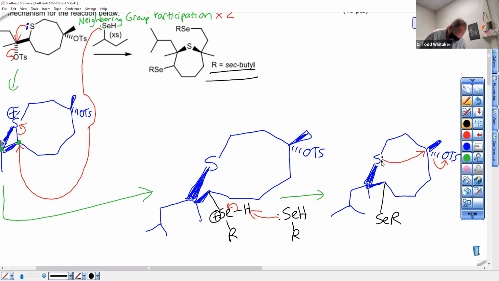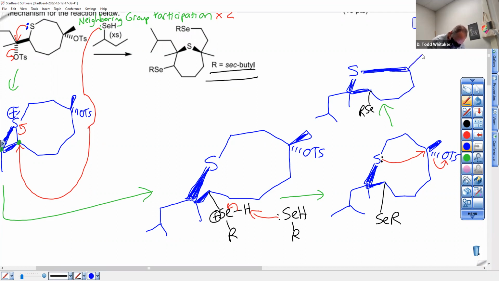Okay. So what are we going to draw? We're going to draw, it's getting ugly, but we're going to draw sulfur with a methyl. And then it comes down, backside of that. And then it goes like, yeah.